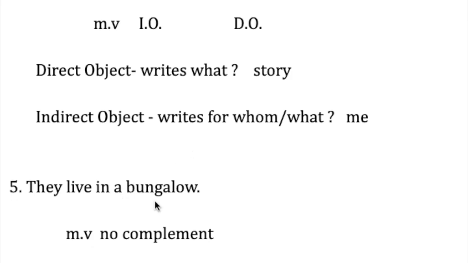Alright. How about this one? They live in a bungalow. They is the subject, performing something. What? Living. Live is the main verb. Do we count in a bungalow? It's a phrase. What sort of phrase? Prepositional phrase. So we do not consider it to be a complement because any kind of phrase would not be called a complement. So we have the subject-verb combination, it's a main verb, and in a bungalow is the prepositional phrase, it is not a complement.